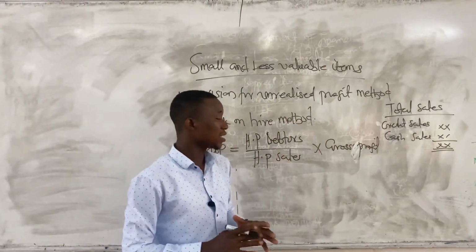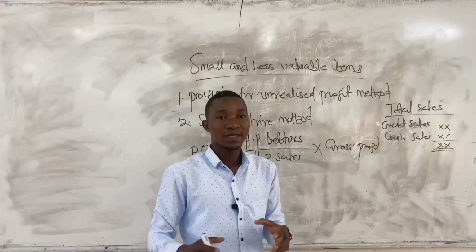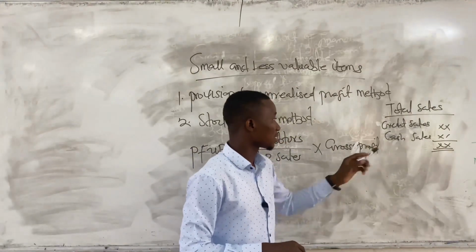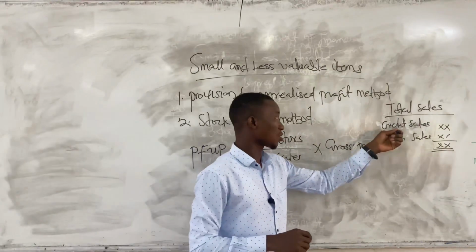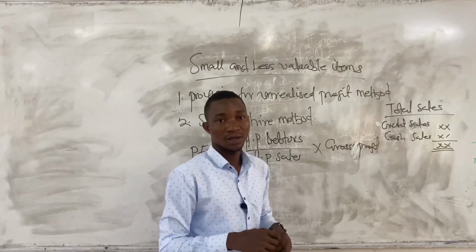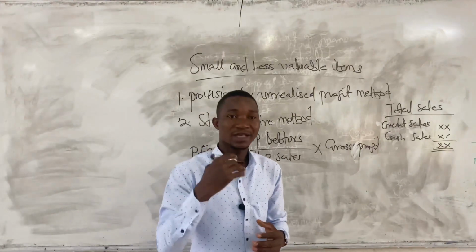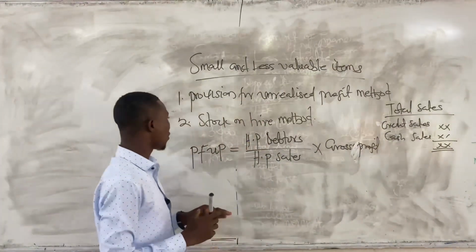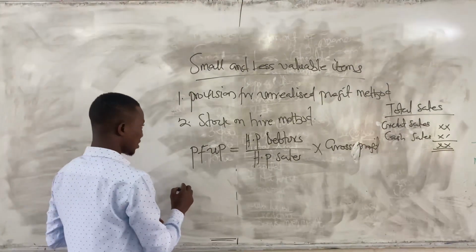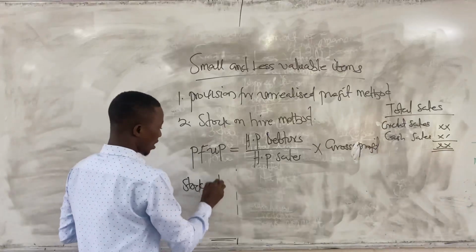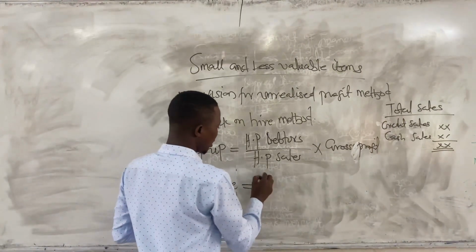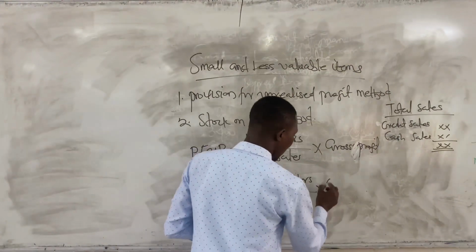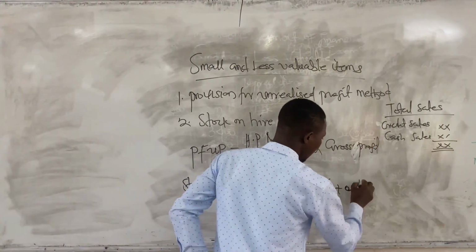This method is saying that they will not wait to arrive at the total gross profit before determining the true profit. At the initial stage, they will split the total sales into credit sales and cash sales so that the amount on the credit sales will be used to calculate the stock on hire. So the stock on hire will help us to determine the amount of the stock that is still on hire, that is still with our debtors. Is that okay? So there is a formula for determining the stock on hire. With the stock on hire method, the formula is HP debtors over HP sales, multiplied by cost of HP sales.